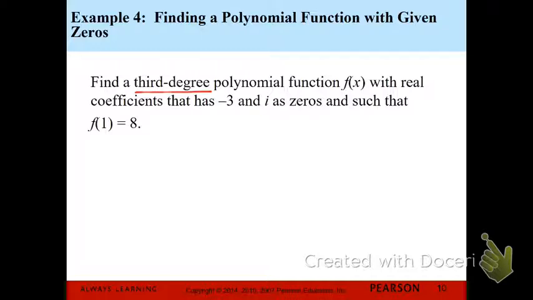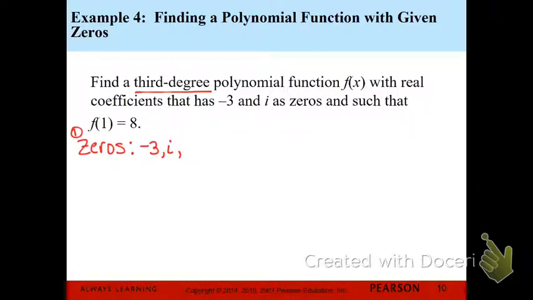So, tell me about those zeros. Remember, our step 1 is going to be to find our zeros. So they tell me I have zeros at -3 and i. What's my third zero? We have to find that, right?